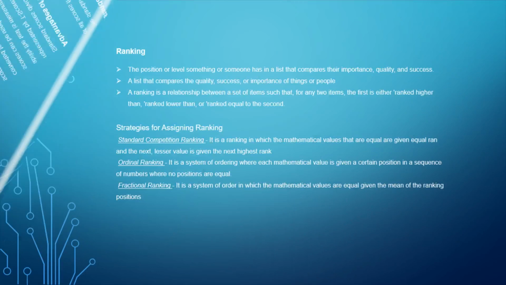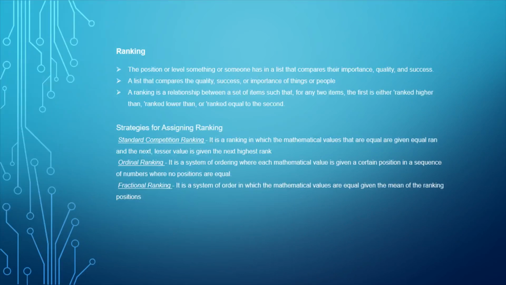Ranking: the position or level something or someone has in a list that compares their importance, quality, and success. A list that compares the quality, success, or importance of things or people. A ranking is a relationship between a set of items such that, for any two items, the first is either ranked higher than, ranked lower than, or ranked equal to the second.